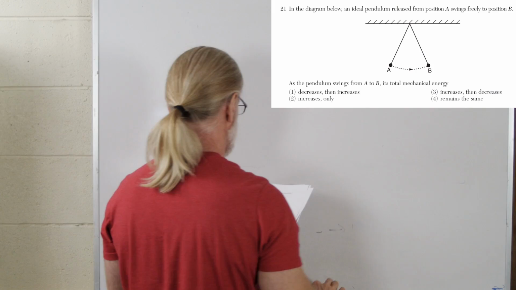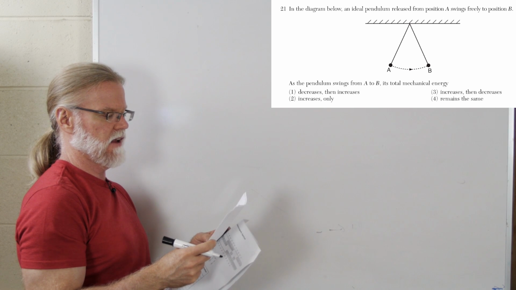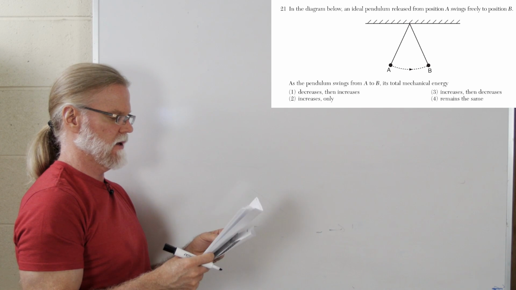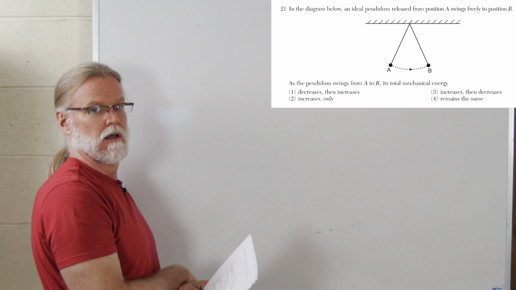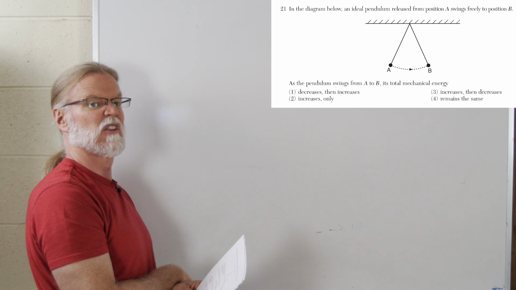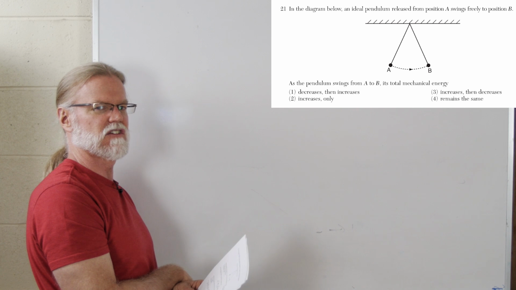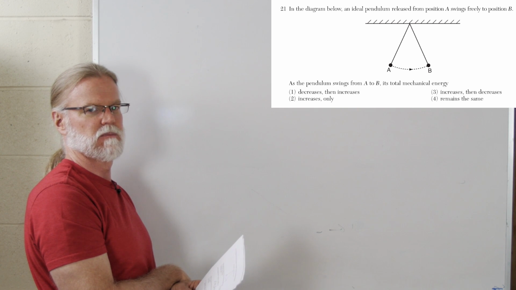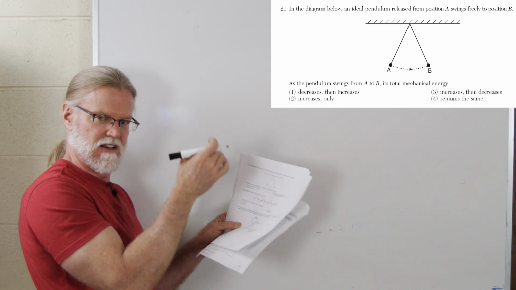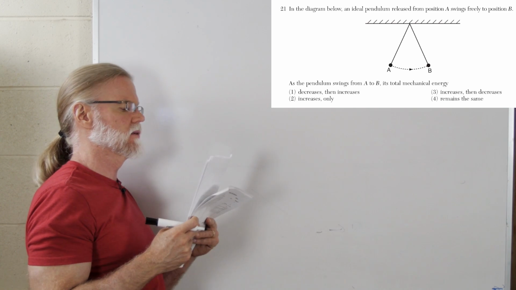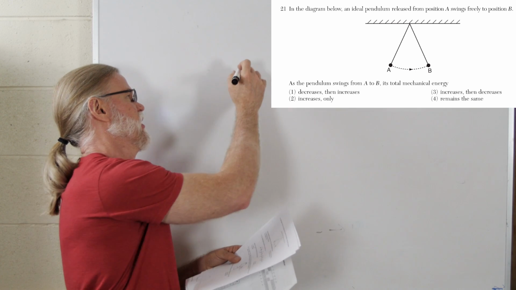21. In the diagram below, an ideal pendulum is released, A swings to B. As the pendulum goes to B, what happens to its total mechanical energy? What makes an ideal pendulum ideal isn't the color or the prettiness of the bob or the shininess of the bob. It's that there are no losses. There's no energy transferred to internal energy. So it swings forever. There's no wind resistance or anything like that. A real pendulum is close to that. So its total mechanical energy remains the same, 4.